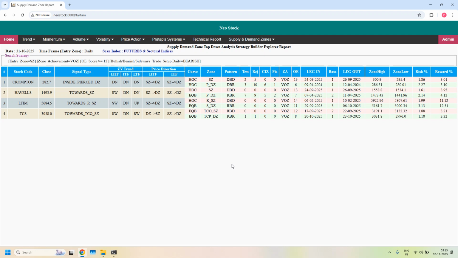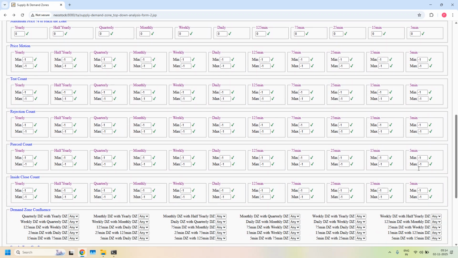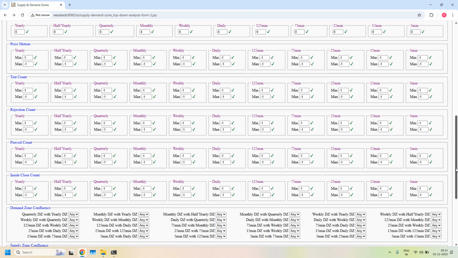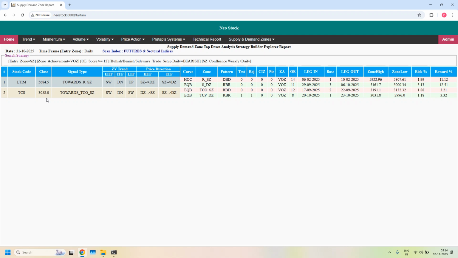Okay, out of these 4 daily supply zones, let's identify any high probability trade setup daily supply zones that are available. So I'm going back, applying the first strategy and first step. In the supply zone confluence, daily supply zone with weekly supply zone confluence. Applying the filter on the 4 stocks, we got 2 stocks. In both these stocks, these daily supply zones are overlapped with weekly supply zone. And the weekly trend is downtrend.